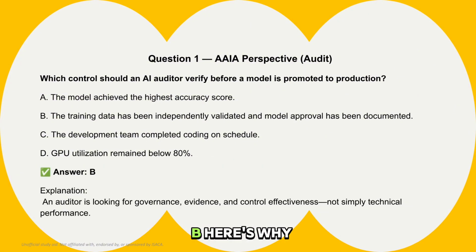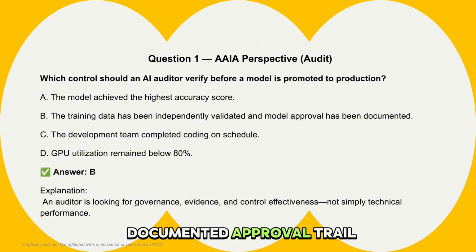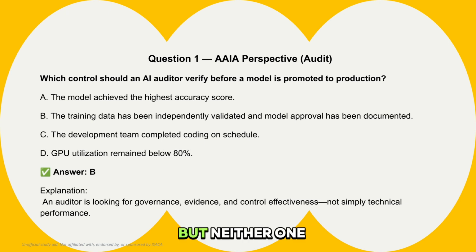The answer is B. Here's why. An auditor isn't grading the model's technical performance. That's not their job. They're looking for governance, evidence, and control effectiveness. Was the data validated independently? Is there a documented approval trail? That's what makes something auditable. Notice how A and C are tempting because they sound like good outcomes. But neither one is a control.